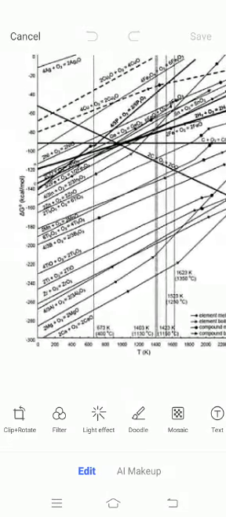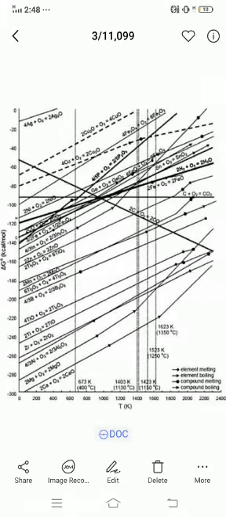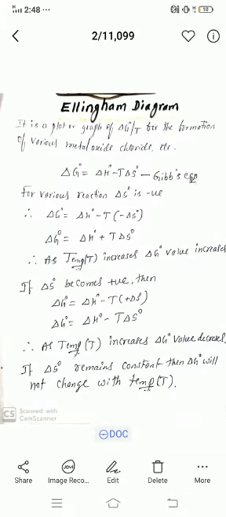versus temperature. Generally, the official definition of this Ellingham diagram is that it is a plot or a graph of change in free energy with temperature. This Ellingham diagram basically depends upon the Gibbs equation: delta G naught is equal to delta H naught minus T delta S naught.